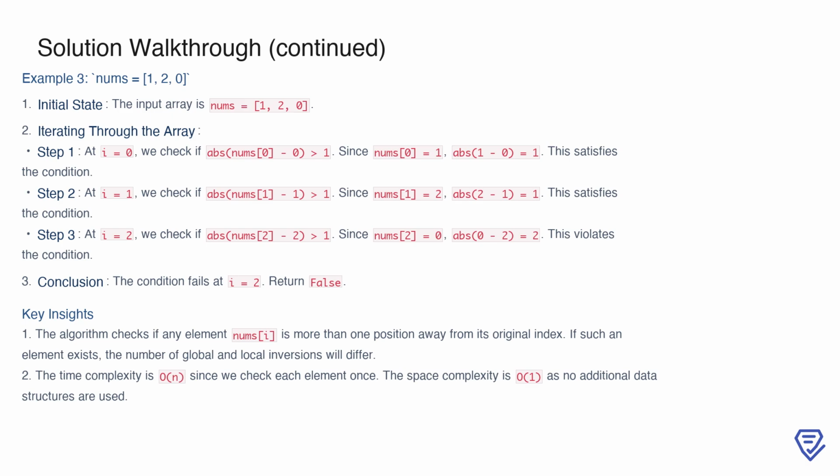This means there is a mismatch between the number of global and local inversions, so we return false for this array. The key takeaway is that if any element is more than one position away from its original index in a sorted array, the condition will fail.